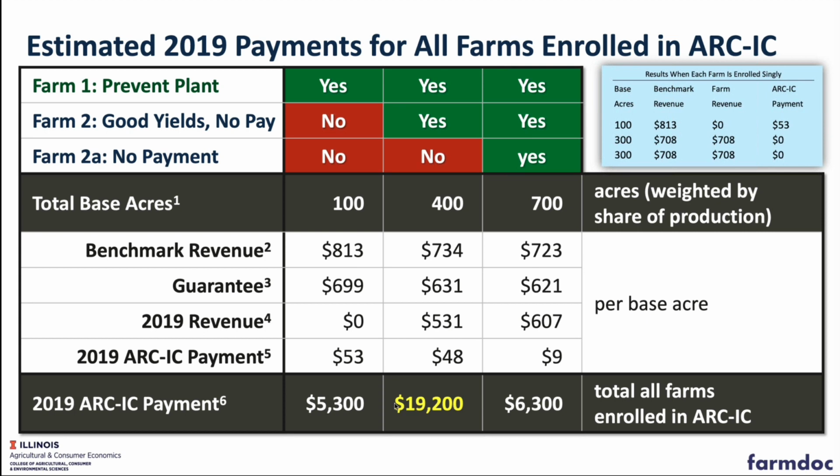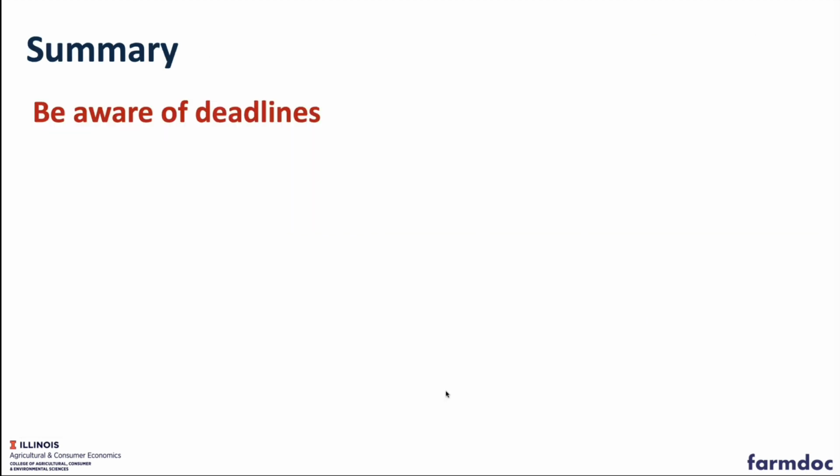And by the way, we had a question: if it's 220, that's a fine date for making these calculations. So that's the warning. To summarize, be aware of deadlines. We're coming up to the March 15th deadline. You will want to make a choice, because if you do not, you default to PLC, and no payments for 2019 as well.